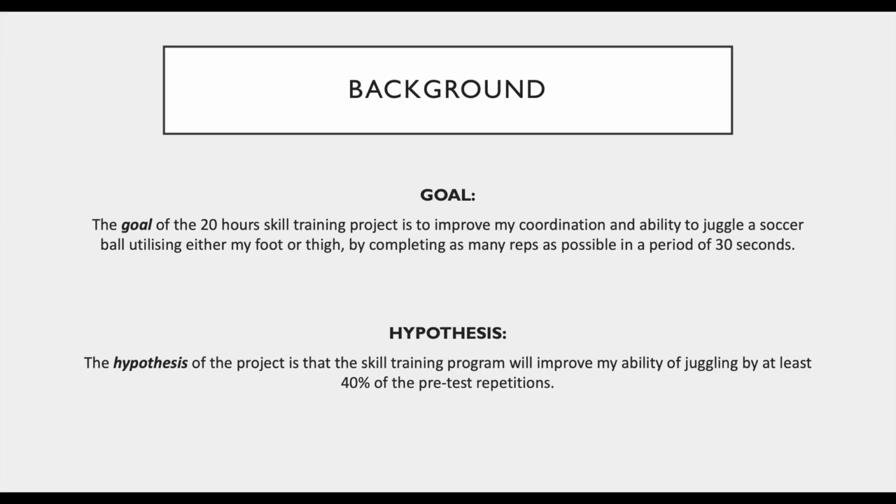The goal of the skills training project is to improve my coordination and ability to juggle a soccer ball using my foot or my thigh by completing as many reps as possible in a period of 30 seconds. By adopting a constraints-led approach, I hypothesize that the skills training project will improve my ability to juggle a soccer ball by at least 40% of the pre-testing measures that were measured in the baseline test.